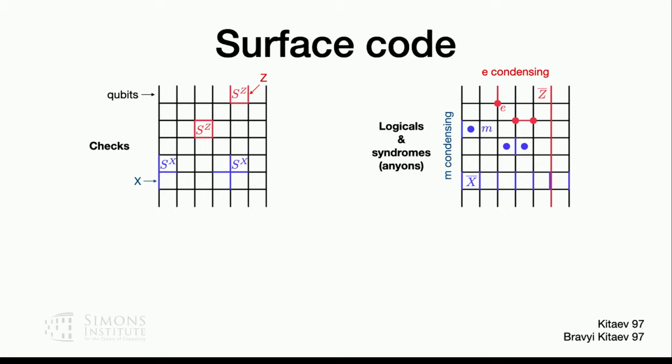And the upshot is you can only have one kind of thing, or only mutually sort of bosonic things, condensing at the same boundary. Otherwise, you can't satisfy commutation of the stabilizer group. So you can't have E and M condensing on the same boundary. So here, your choice in the surface code is either E or M condensers, and those are the only choices. We'll see more complicated examples later on where there are more choices.